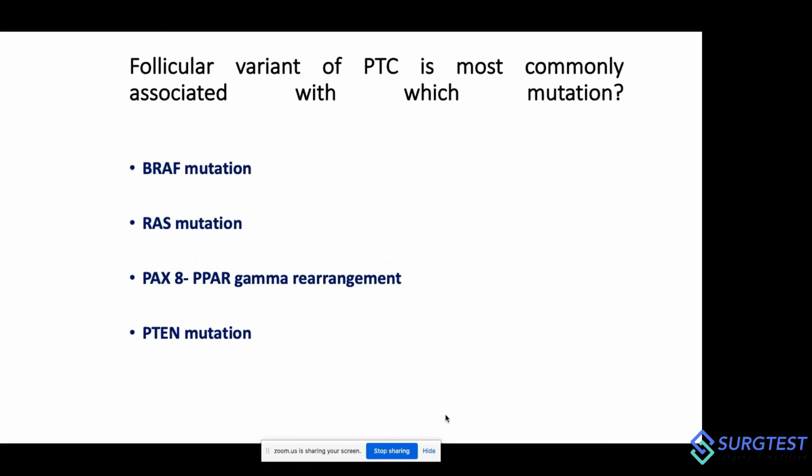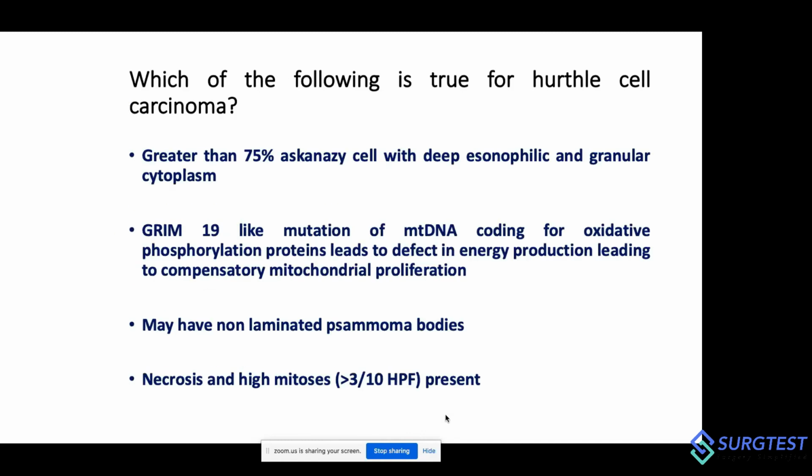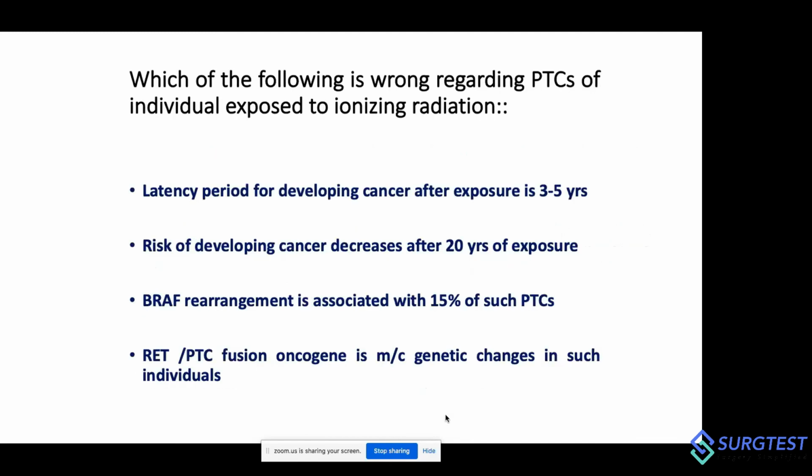Follicular variant, not tall cell variant. RAS mutation. You know? Repeat this same slide, sorry. Okay, this you have not studied. It will be another slide. So third and fourth points are right.